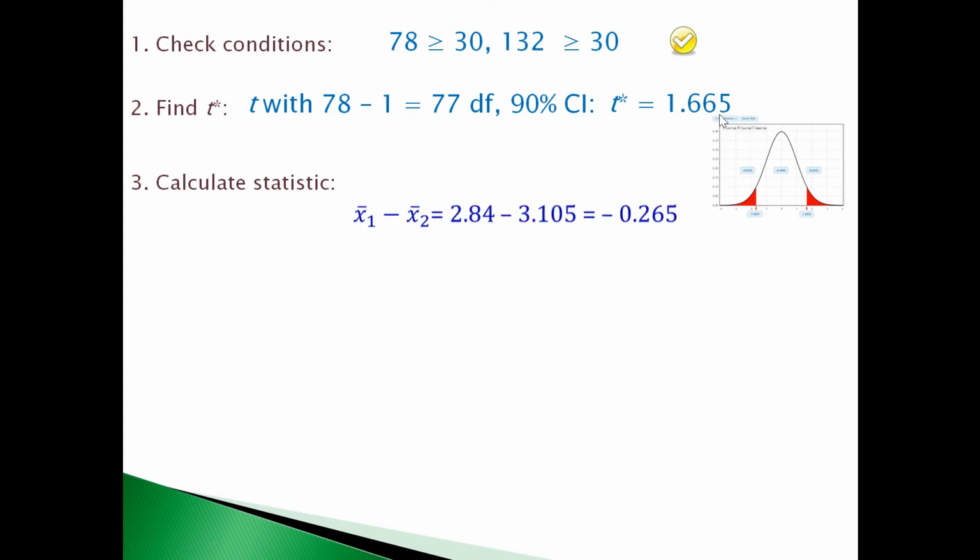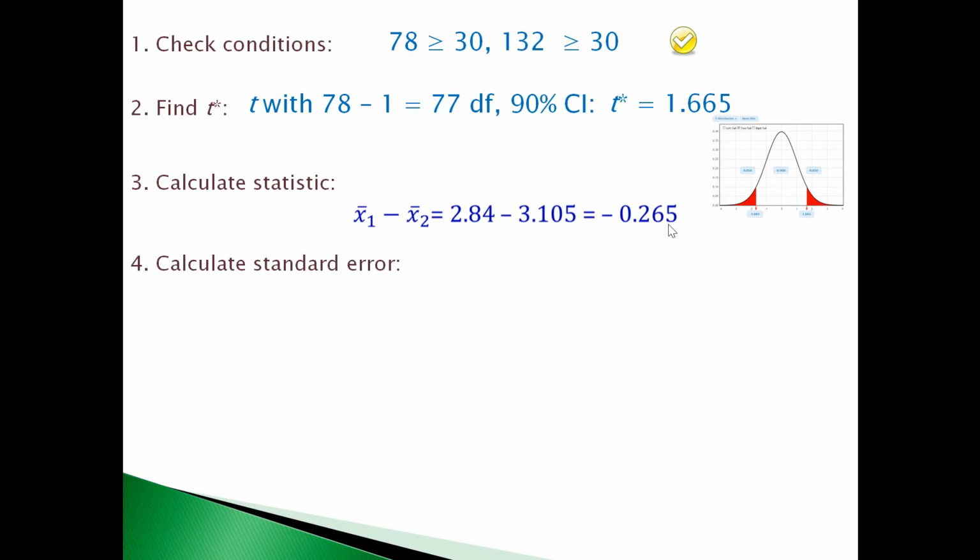Next, we will calculate the statistic. So you have the first average minus the second average. Again, they didn't specify which one I should go first, but I can use any order and then follow that with my interpretation. I'll show you what I mean in a second. The difference in means in this case is negative 0.265.